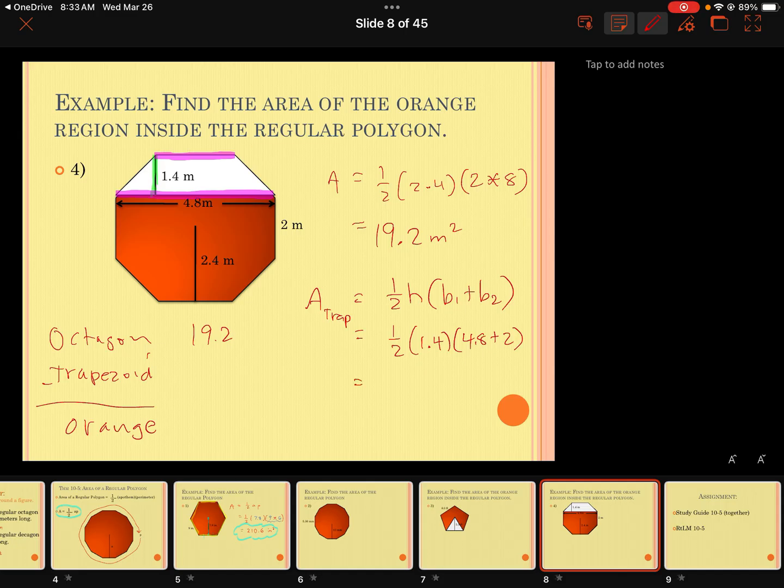Let's find the area of that trapezoid. 0.5 times 1.4 times the sum of 4.8 and 2. And that gives me 4.76. I'm going to subtract those two numbers to get my total area of the orange, looks like 14.44 square meters.